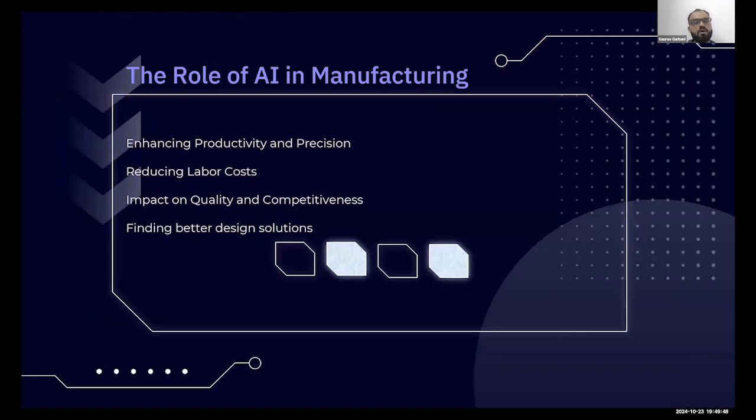Now the next slide gives us the role of artificial intelligence in manufacturing. Till now, what I have told you were examples of where it is used and what it is doing. For example, the smartwatch, the ADAS system, security, then quality checks. These are the benefits of AI and IoT in the industries. Now what will be the role, what is the result for the company of using AI and IoT? That is covered in this slide: enhancing productivity and precision, reducing labor cost, impact on quality and competitiveness, finding better design solutions.